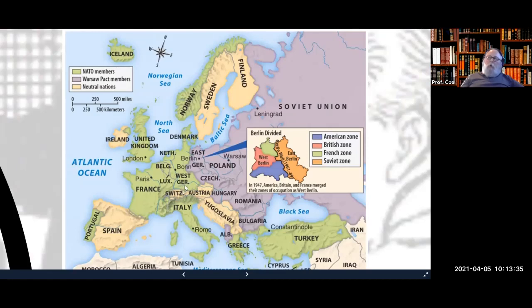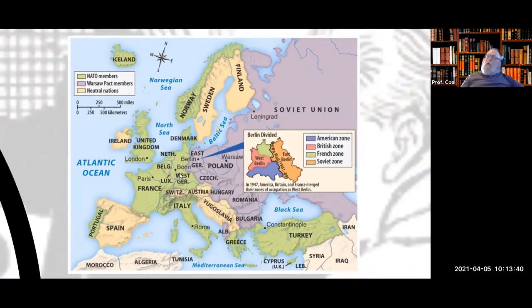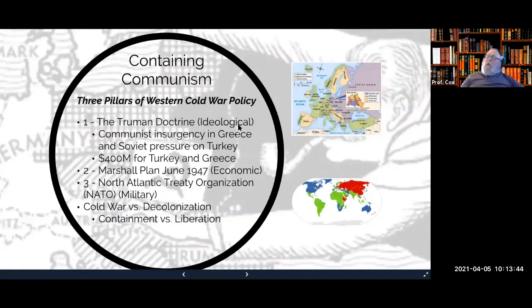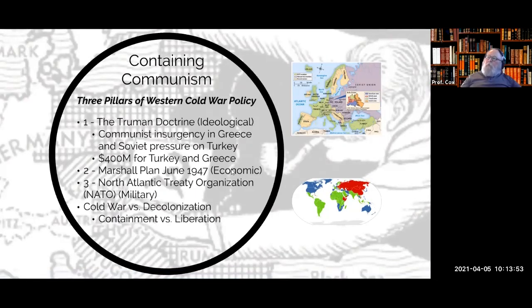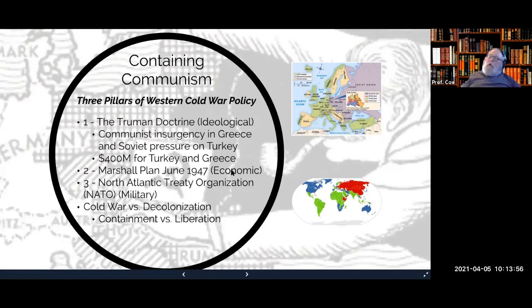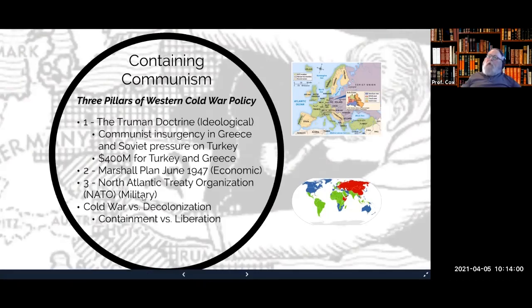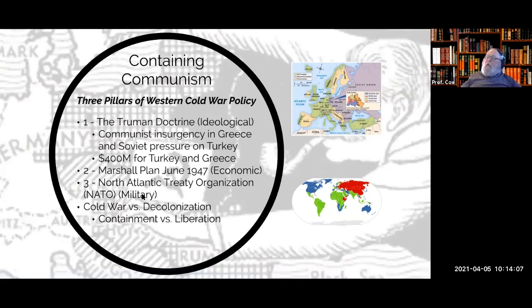Okay, so that's the third leg. Then the third leg of the strategy is the military leg. So we have ideological. The United States will oppose the spread of communism everywhere. Economic. The United States will help to rebuild the economy of Western Europe so that communism doesn't seem to be attractive. And military, meaning that the West would stand strong against Soviet military expansion in Europe.